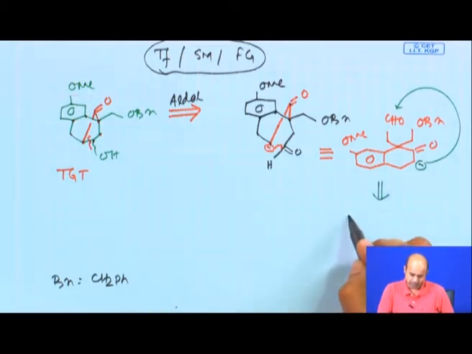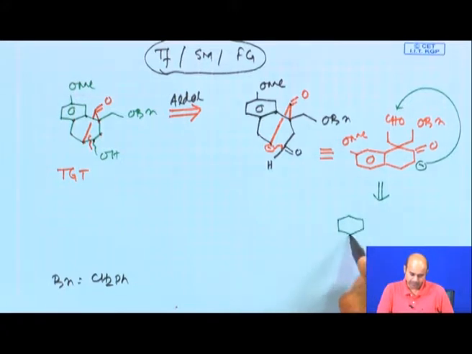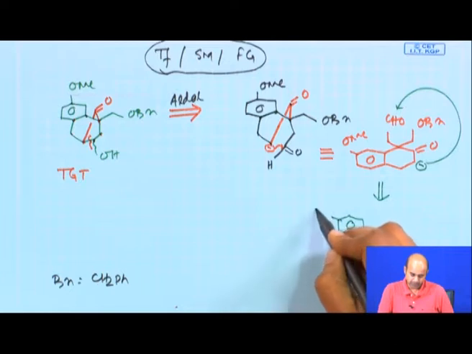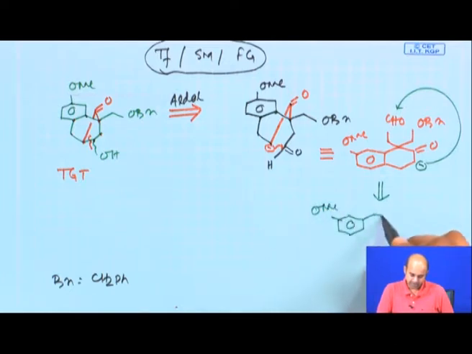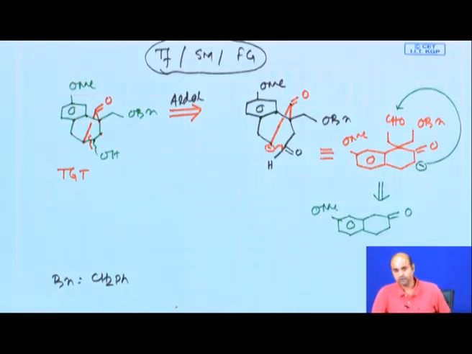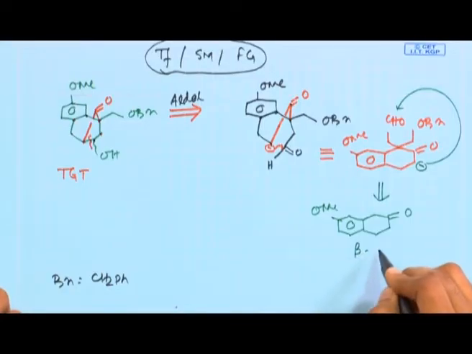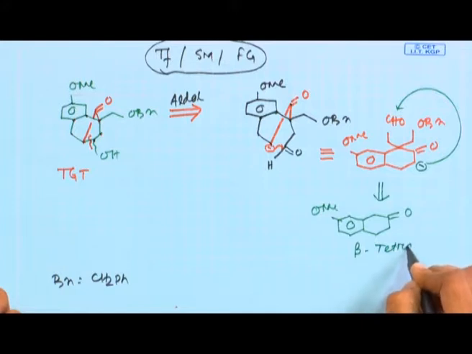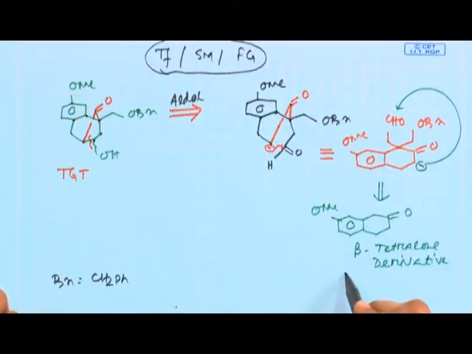Now it looks quite comfortable, and then probably you can design a very straightforward retro based on a known starting material. This starting material is known, 1, 2, 3, 4, 5, 6, 7, 7-methoxy beta tetralone. That was already known, and this is a beta tetralone derivative. It is also a commercially available beta tetralone derivative. It could serve as a very good starting material.